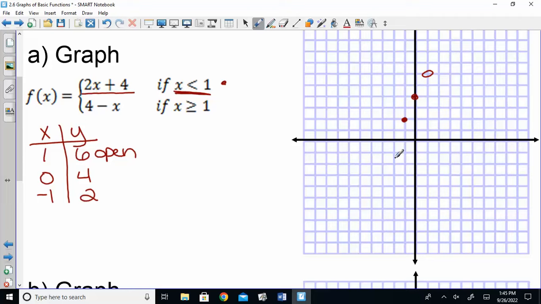Now the next issue comes when I need to draw this line. People want to just keep it going both ways. But remember, we started with this point, and then I could only plug in things smaller than 1. So it continues that direction only. So I get that for my first piece.